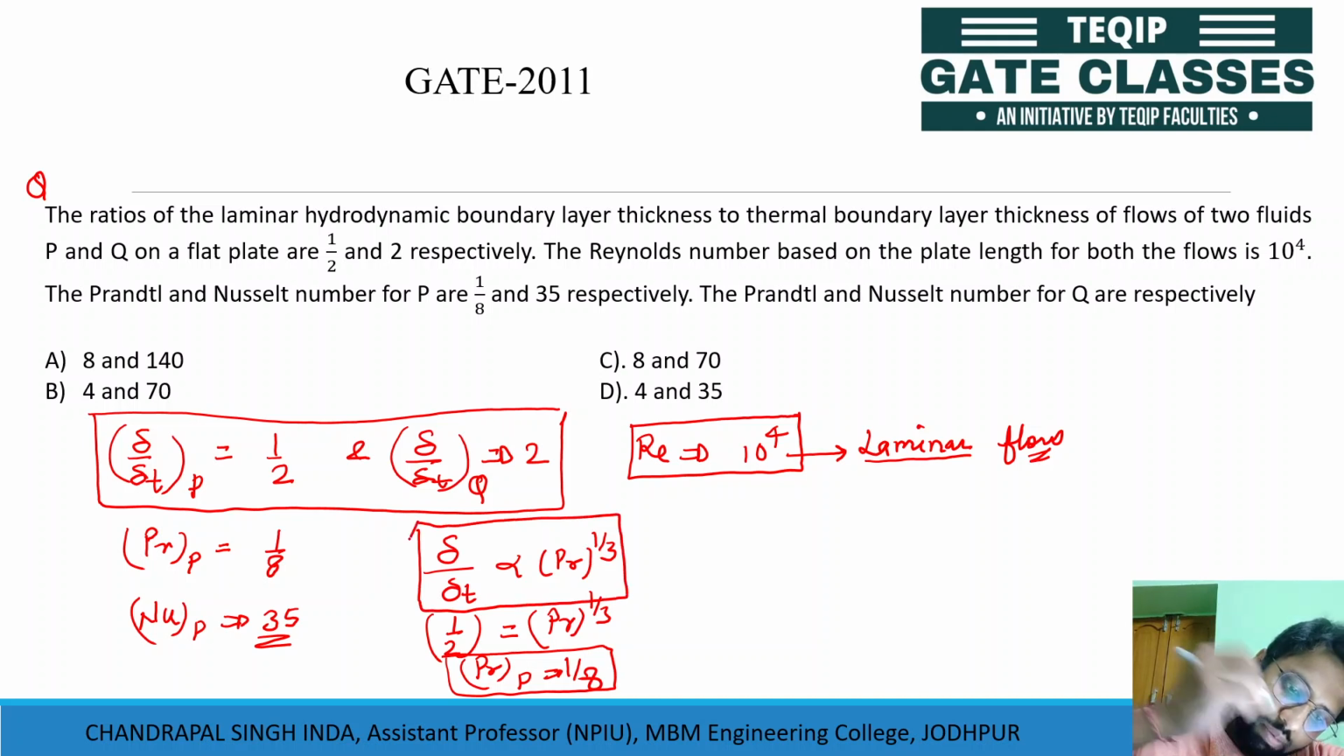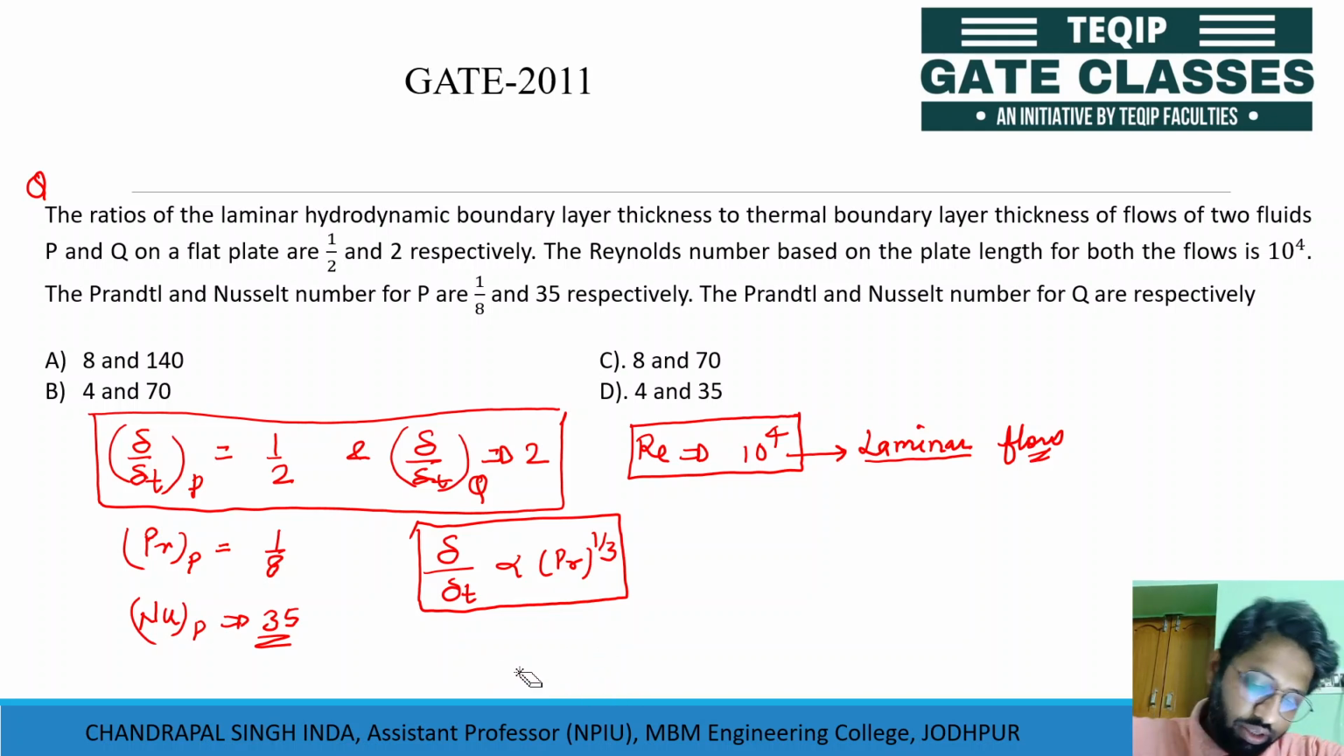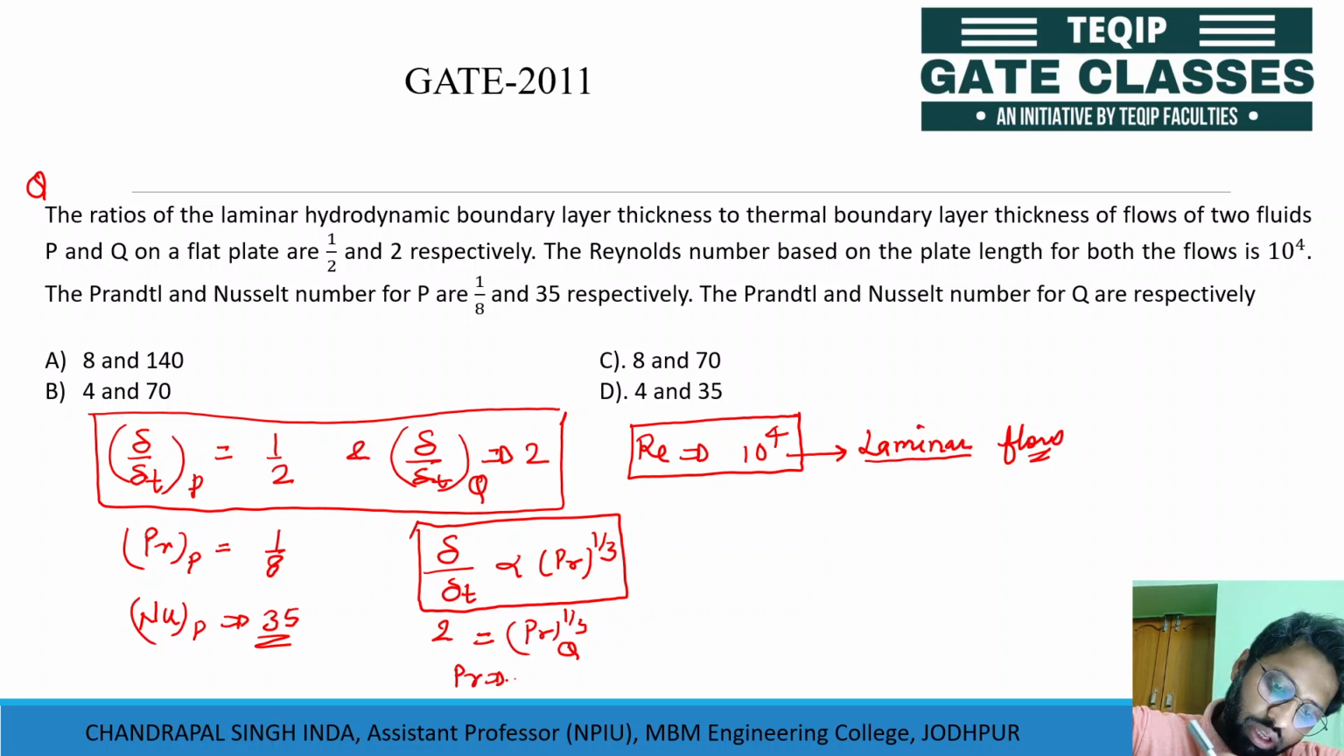Similarly, we can find the value of the Prandtl number for Q fluid by using this formula. So we have the ratio of delta by delta T equal to 2, which is equal to Prandtl number power 1 by 3rd for Q fluid. Then the Prandtl number is equal to 8. So option B is incorrect and D is incorrect. So we have two options, A and C.